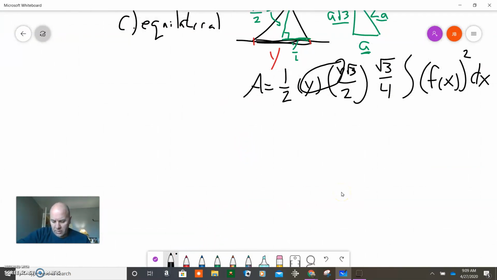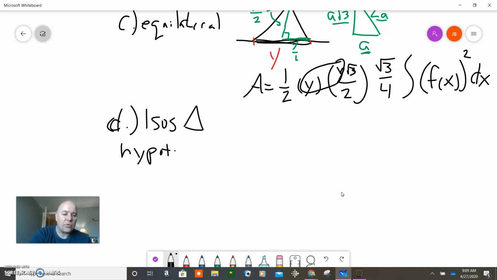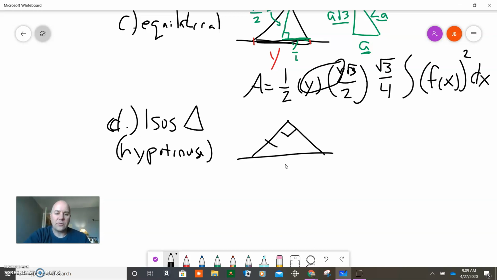Let me go through. Let's do the isosceles triangle with the hypotenuse on the base there. So this is an isosceles triangle again, but this time the hypotenuse is on the base. Unlike part B that I did, where the leg was on it, the side view of this will look something like this. So that's still a right triangle, just that these two sides are equal to each other.